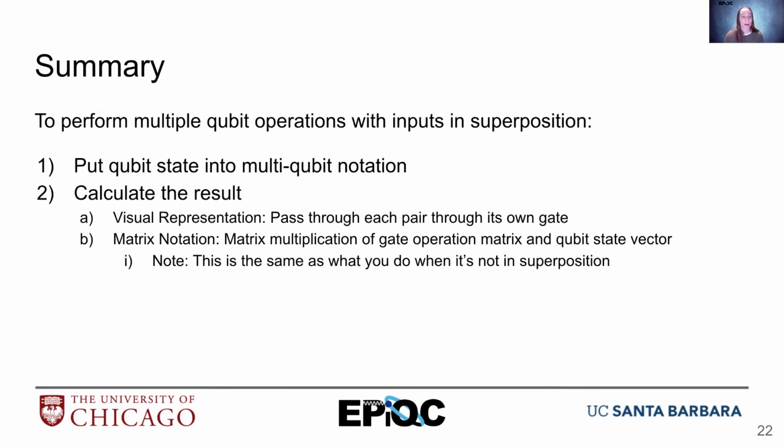All right, so we've seen how to perform multiple qubit operations with the inputs in superposition. So the first step is always to put the qubit state into multi-qubit notation, whether you're doing visual representation or the mathematical notation. And then we calculate the result. So for visual representations, we pass each pair through its own gate, and then put the results on the right-hand side, right where they come out. In matrix notation, once you've got your multi-qubit notation in vector, then it's exactly the same as it was before. You do a matrix multiplication of the gate operation matrix and the qubit state vector. And then when you have that result vector, if you want, you can put it back in bracket notation if that helps you understand the result better.